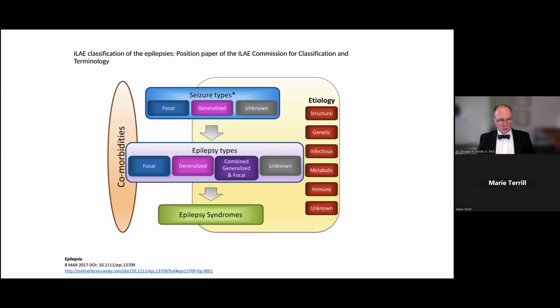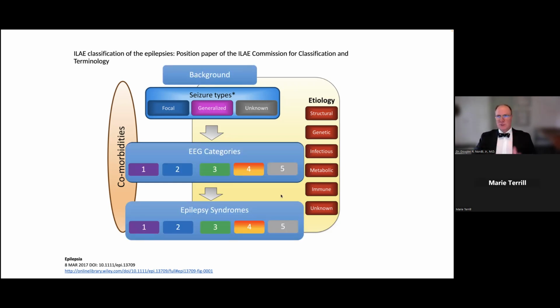Now, the ILAE, you've all seen this, put out this very nice diagram where you move from seizure types to a thing called epilepsy types, which is a little cryptic to me. And then somehow you move from epilepsy types to syndromes, but you can see the arrows don't line up, the categories don't line up. What does this all mean? So let me modify this for you a little bit and substitute this in with one insertion.